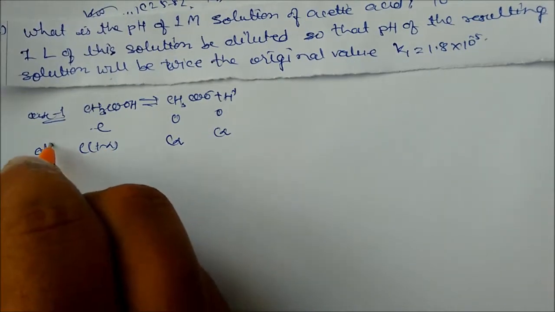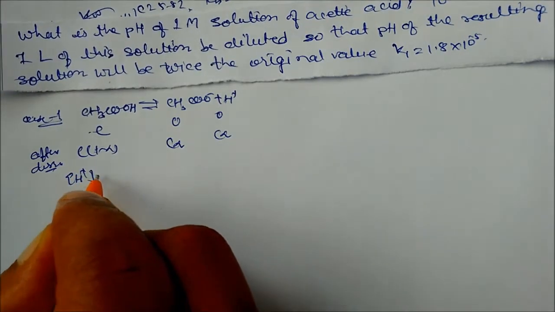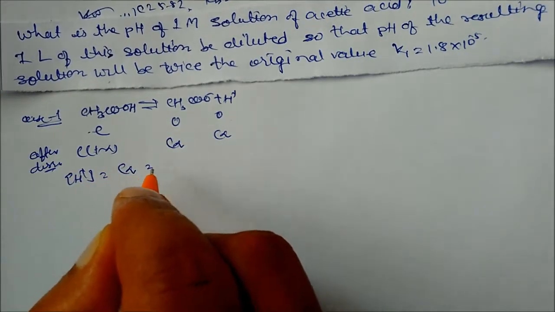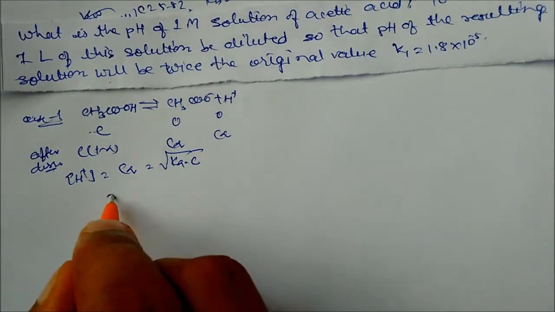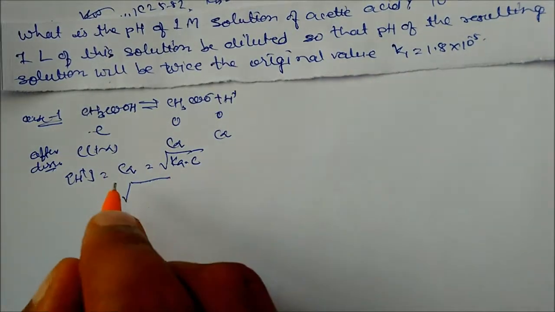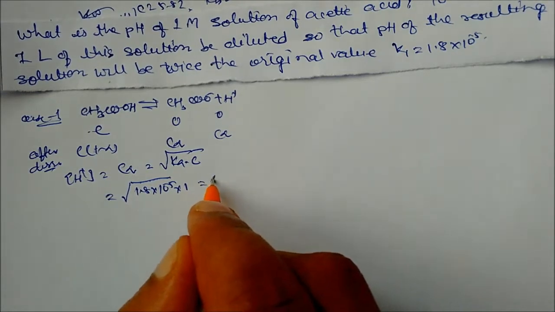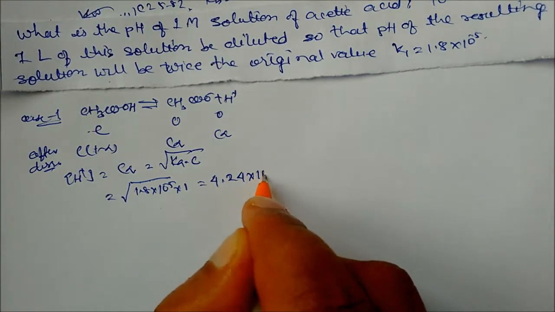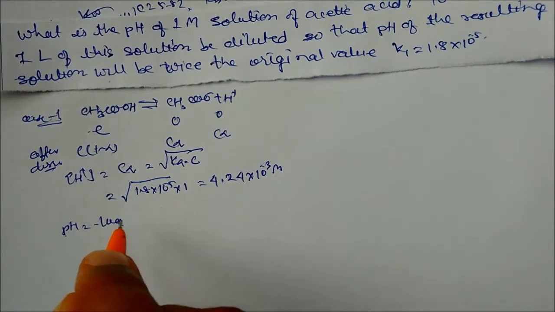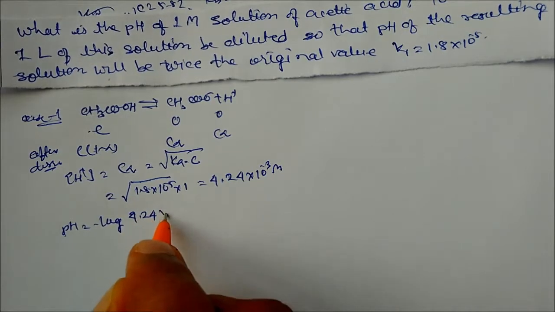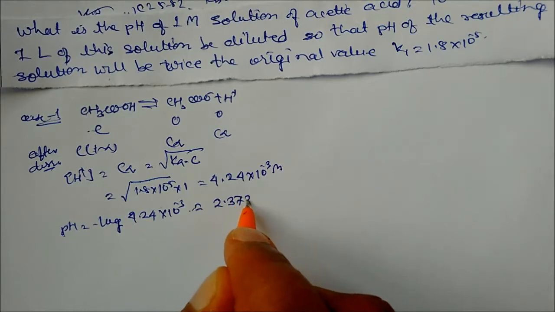So the concentration of H plus is nothing but C into alpha, which we can write as the square root of Ka into C. Ka is given here as 1.8 into 10 to the power minus 5, and C is 1. So finally we get 4.24 into 10 to the power minus 3 molarity. This is H plus. So pH is minus log of 4.24 into 10 to the power minus 3. On solving we get 2.3724. So this is the pH.